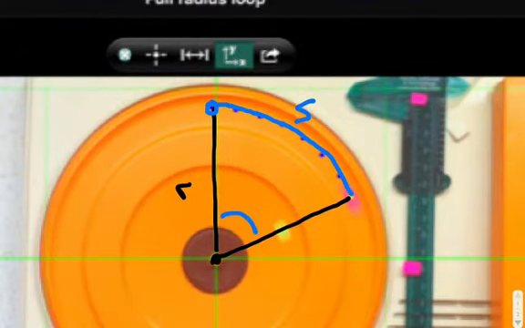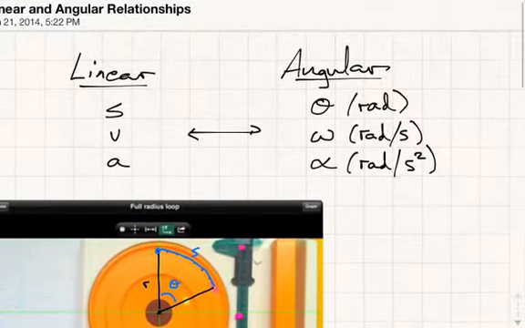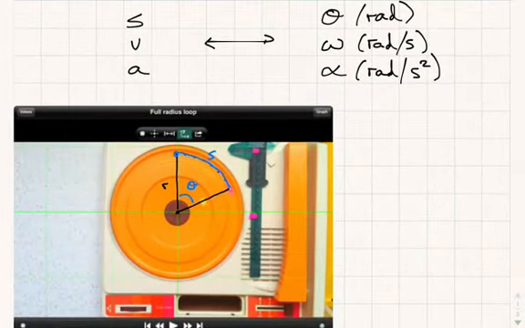We can also define an angular distance that this pink dot has traveled through, and that is given by theta. Then the relationship between these should look somewhat familiar, and that is the arc length is equal to the radius times the angle theta.